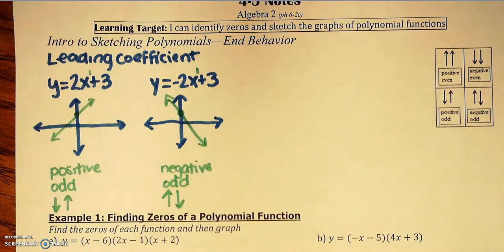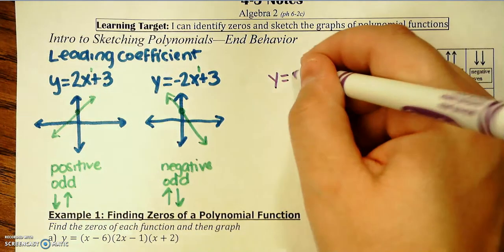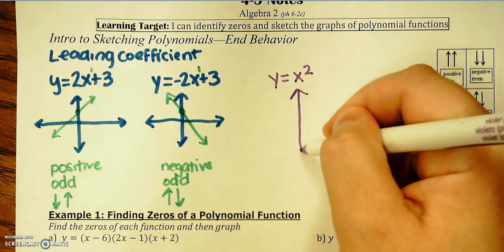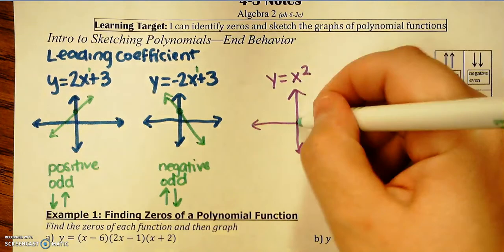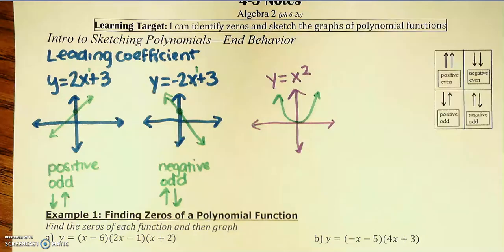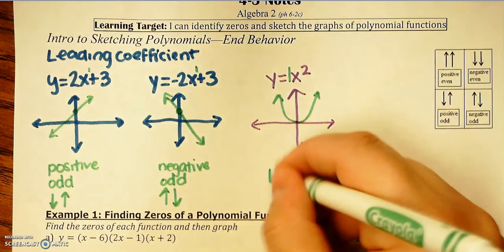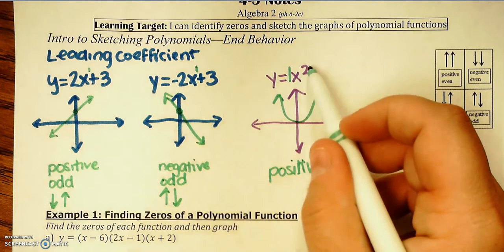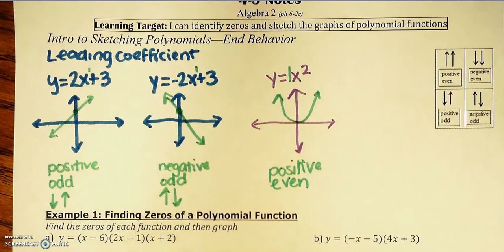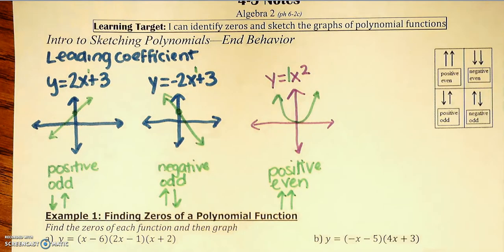Okay, and now I'm going to do the most basic even function. Let's say y equals x squared, a quadratic parabola. It's going to go through the origin, and you know I'm just going to sketch to give you an idea. The leading coefficient here is a positive 1, so this is positive. My highest power of x is 2, so this is positive and even. Anytime you have an even graph, the ends will both point the same direction. If it's positive, both ends will point up.